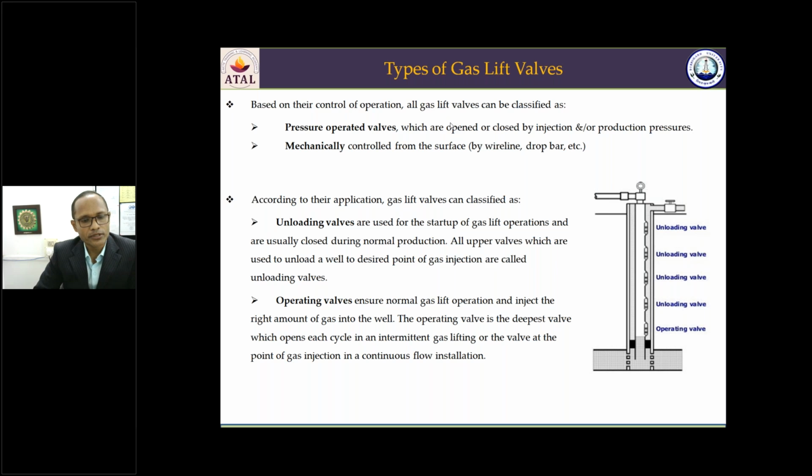According to the application, the gas lift valves can be classified as unloading valves and operating valves. These upper valves are called unloading valves. They are used for a specific purpose. We'll see in the later slides. These are used for a specific application. These are not used during normal operation. During normal operation, the operating valve is used. The lowermost valve is used during normal gas lift operation. It's called the operating valve. These unloading valves are used for unloading the annulus. So there are two types of valves: the unloading valves and the operating valves.